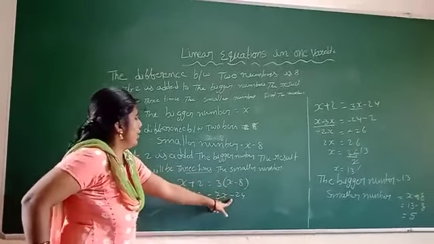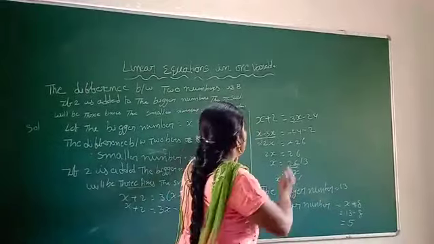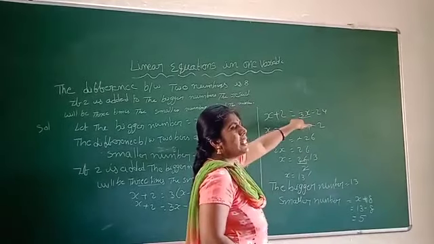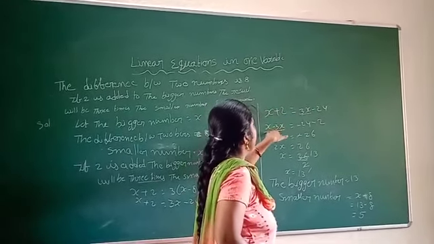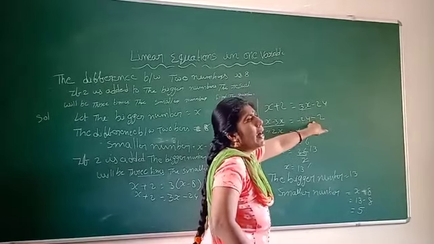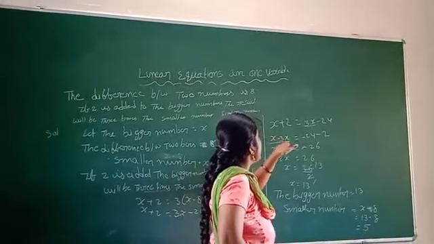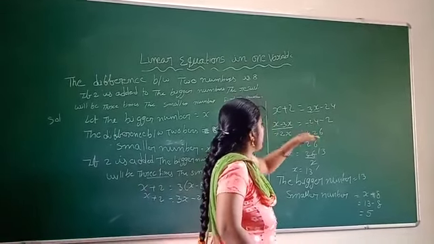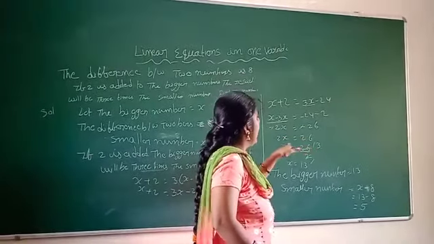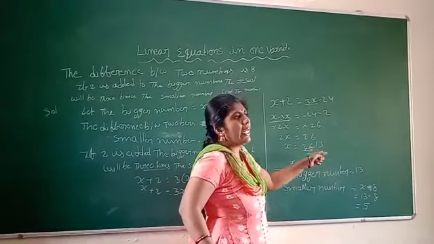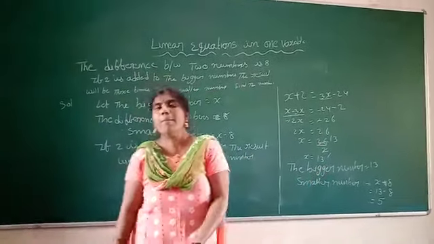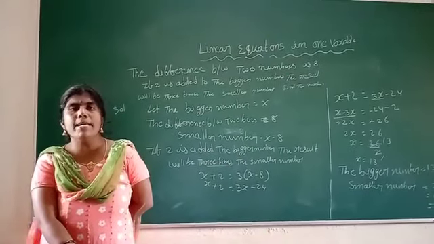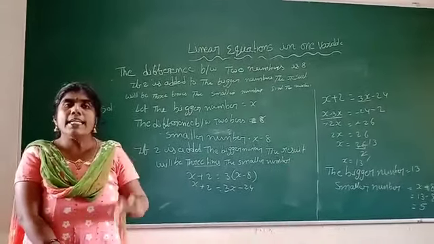Next we solve: variables on one side, constants on the other side. So 3x is transferred as minus 3x, and plus 2 is transferred as minus 2. So x minus 3x is minus 2x, and minus 24 minus 2 is minus 26. 2x equals 26, so x equals 26 by 2, which is 13. x is the bigger number and the smaller number is 5. The bigger number is 13, the smaller number is 5. You check whether this problem is correct or not.